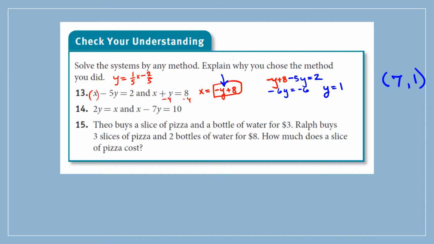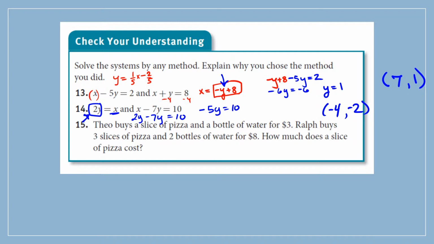And it says explain why you chose the method you did. I chose substitution because graphing would have had me graphing a y-intercept of -2/5 that I thought was tricky. So on 14, I'm going to do substitution again because I already know that x equals 2y. So I'll just have 2y minus 7y equals 10. So that gives me -5y equals 10. So y is going to be -2, and x is 2 times y. So that's going to be -4. So -4, -2 is the solution to the second system.